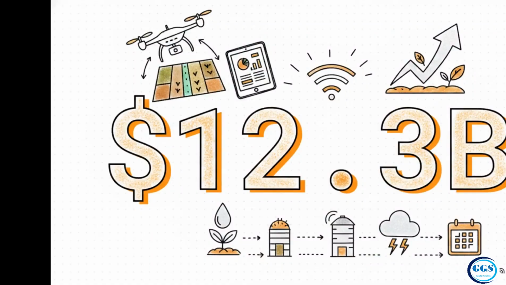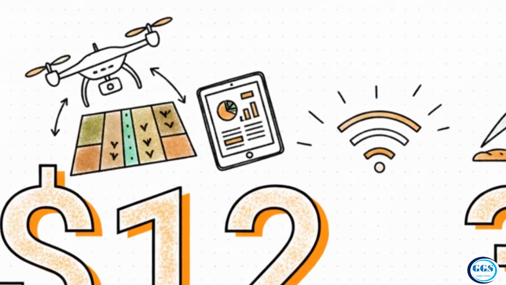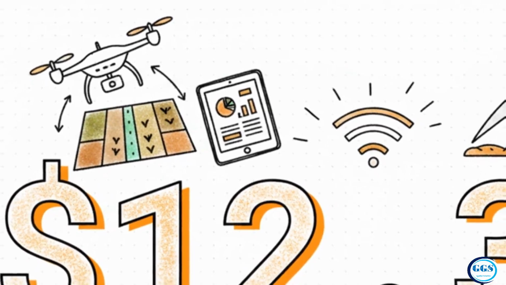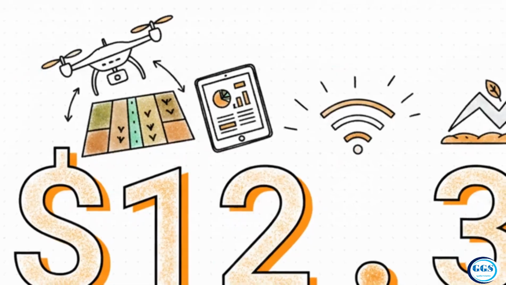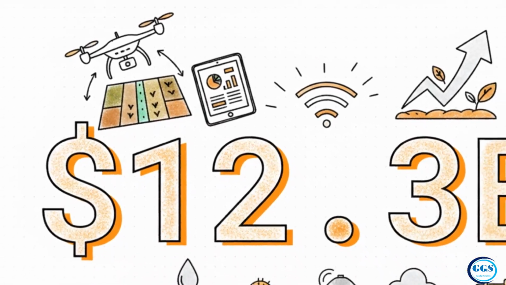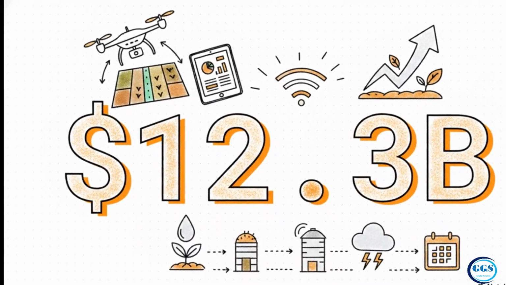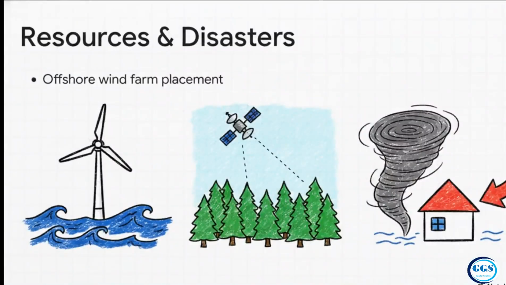Just look at this number, $12.3 billion. The GIS software market in agriculture is projected to explode to that valuation by 2032. Why? Precision farming. It is a real game changer. GIS creates detailed maps of field variability, so farmers can apply water and fertilizer precisely where it's needed, not just everywhere. We're seeing real-time crop monitoring using drones and combining historical yield data with weather patterns to actually forecast our future food supply.